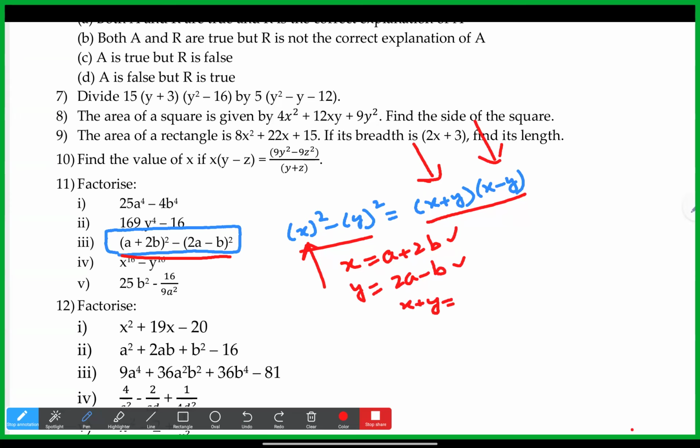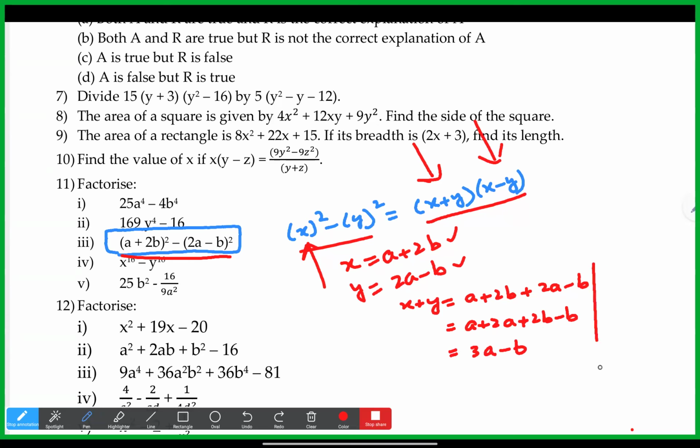So first I'm finding out x plus y now. X plus y means x is a plus 2b, y is 2a minus b. So what will we get? a and 2a together, plus 2b minus b. So a and 2a will become what, Maisha? 3a, plus 2b minus b will become b. Any doubt?